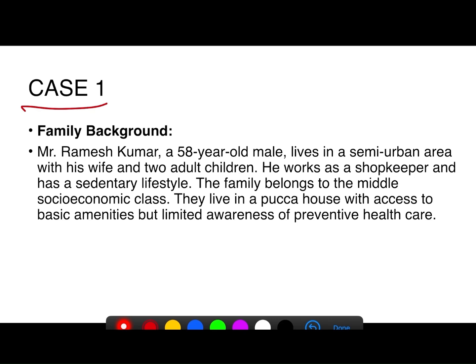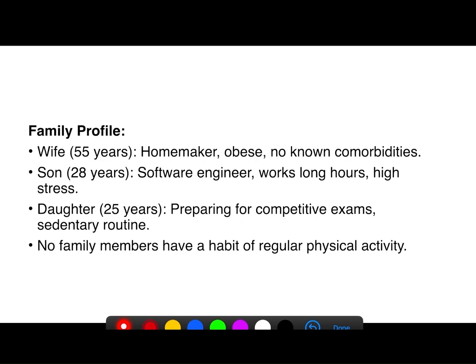So here we have a case of Mr. Ramesh Kumar, who is a 58-year-old male who lives in a semi-urban area with his wife and two adult children. He works as a shopkeeper and has a sedentary lifestyle. The family belongs to the middle socioeconomic status. They live in a pakka house with access to basic amenities but limited awareness of preventive health care. There are a total of 4 members in the family, and no family member has a habit of regular physical activity.